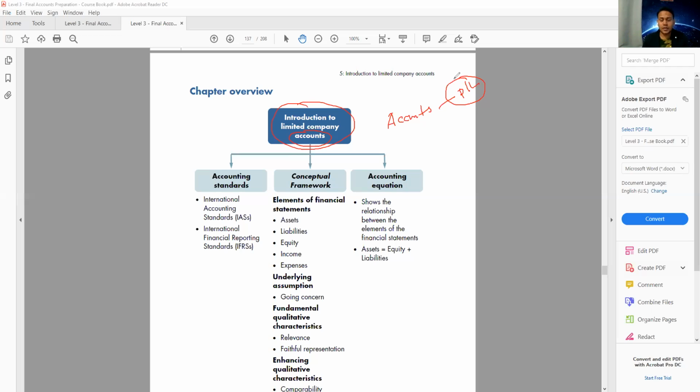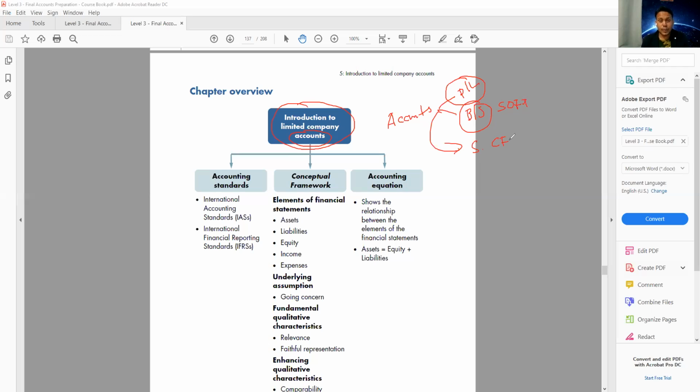The next part of the accounts we submit is the balance sheet, or we call it the statement of financial position. This is the one we submit to HMRC. These two we are very familiar with, we already know them. The next thing, which is also part of the accounts, is called the statement of cash flow.